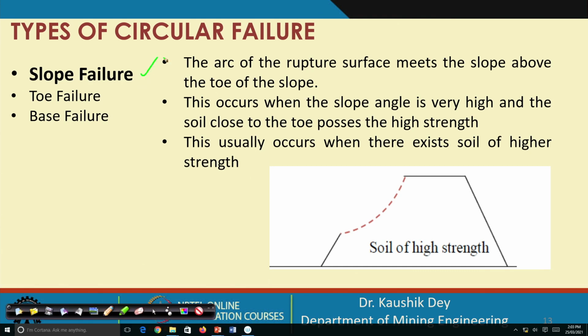One is slope failure. In slope failure, if the bench is like this, a part of this bench falls down, and you can see this arc is formed. This bench falls down or slides down in the form of an arc here, that is called slope failure. This arc of rupture meets the slope. So, this is formed and this meets the slope. So, this soil becomes dilated and moves out. So, this is the slope failure.